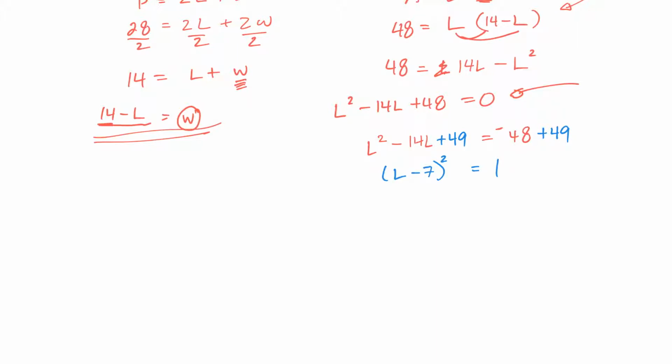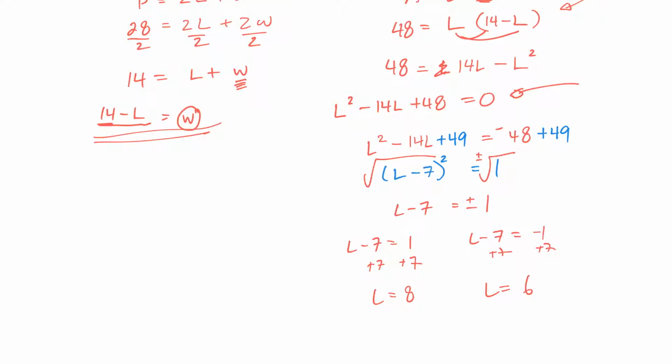Cool. Now I'll use the square root principle. So I'll square root this side with a plus or minus on it. So I have L minus 7 is equal to a positive or a negative 1, because the square root of 1 is just 1. Two equations again: L minus 7 equals 1, or L minus 7 equals negative 1. I'll add 7 to both sides. So I'll get L is equal to 8. And on this side, if I add 7 to both sides, I'll get L is equal to 6. So if they're asking me for the dimensions of the rug, I would say that the length is either 8 or 6.